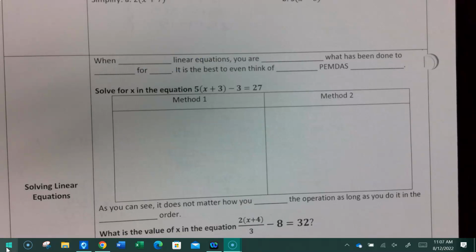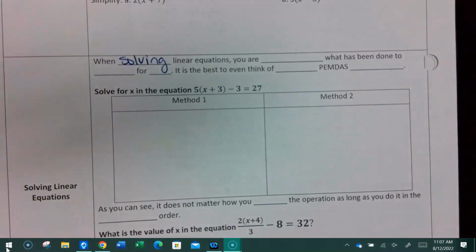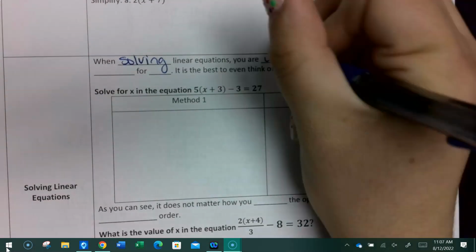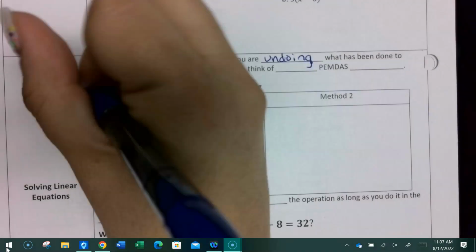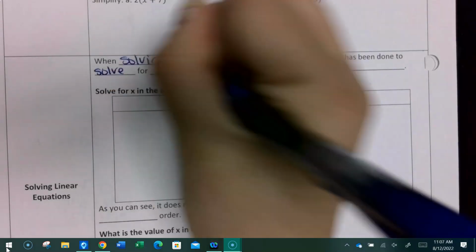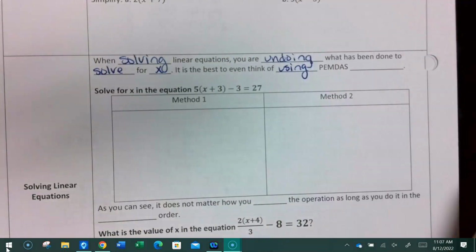Okay, so when we are solving linear equations, we are undoing what has been done to solve for x. So it's best to think of using PEMDAS backwards.